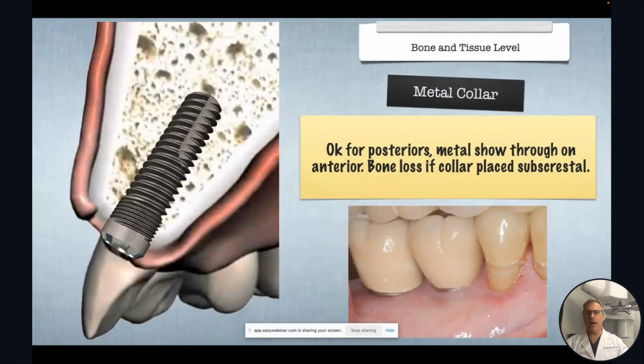Some implants have polished collars. I know that was cool back in the day. To be honest with you, I just don't like polished collars for 2 reasons. One, if you put a polished collar subosseous, you're going to have no bone growth around the polished collar. Second, if you place a polished collar at the level of the gingiva, if you have any recession, you're going to see it. It's cool in the posterior, but in the anterior, it's not cool. So I don't use those.